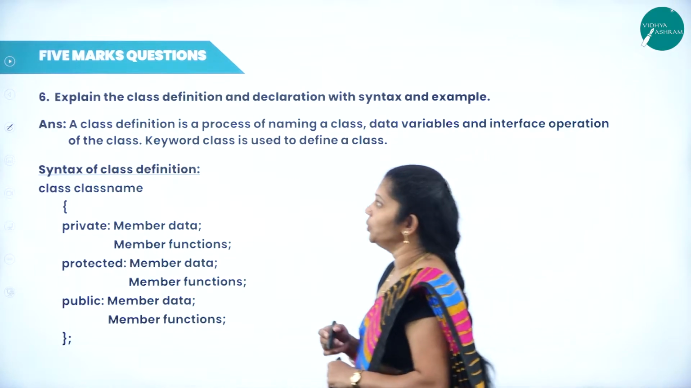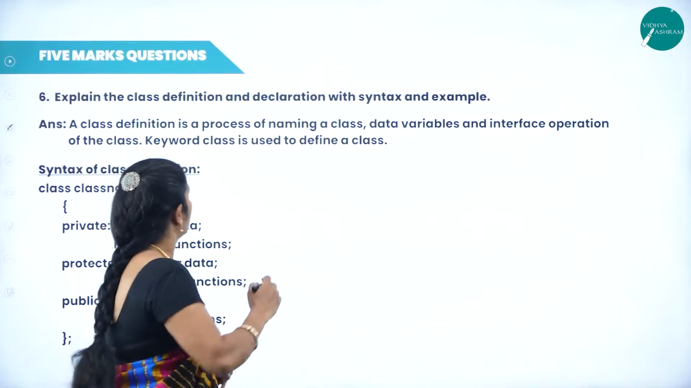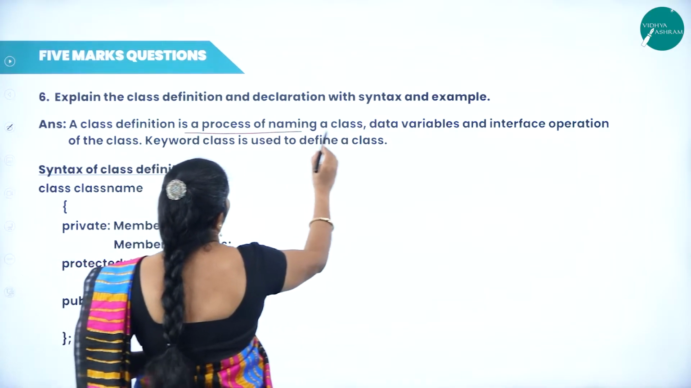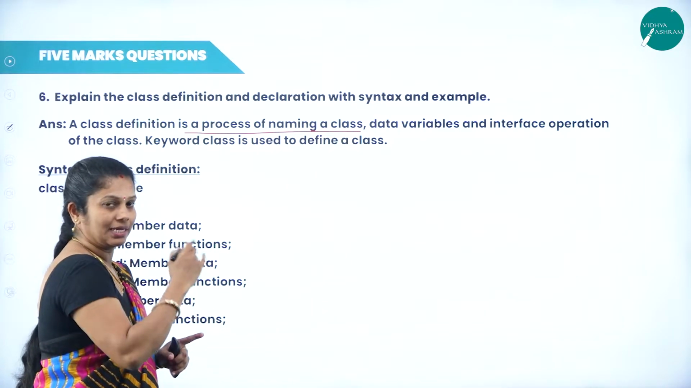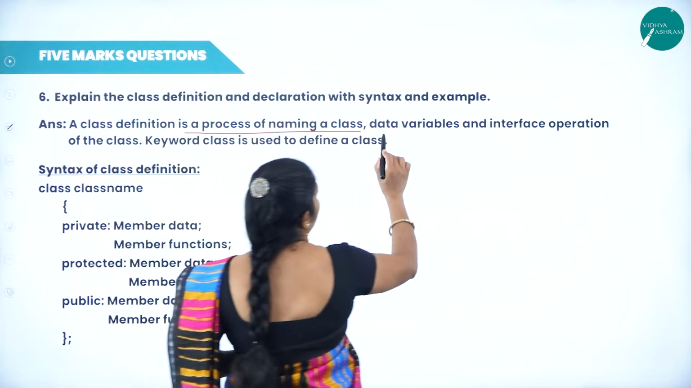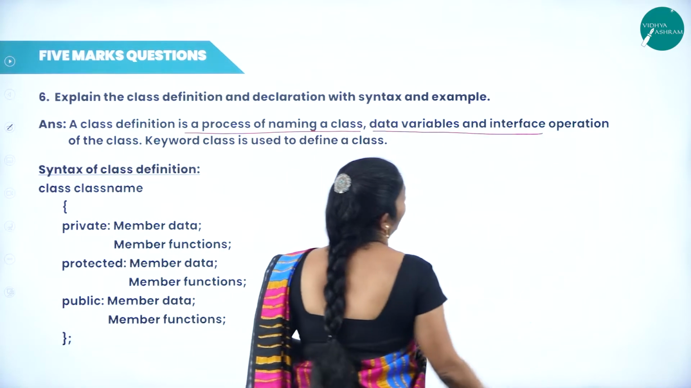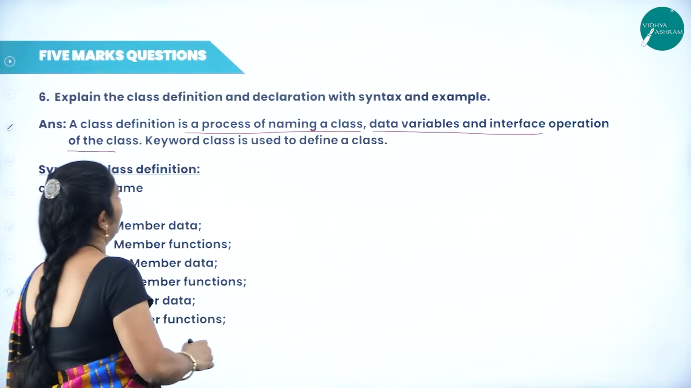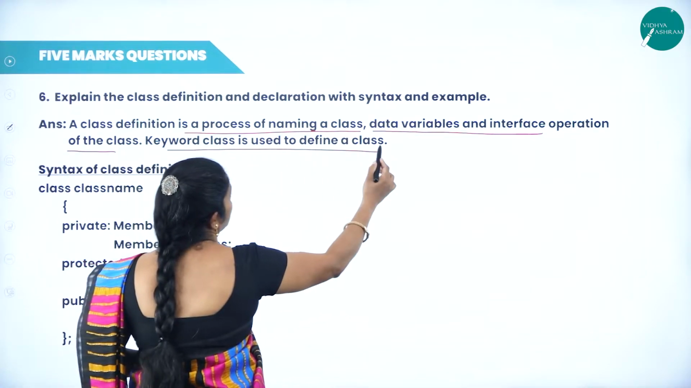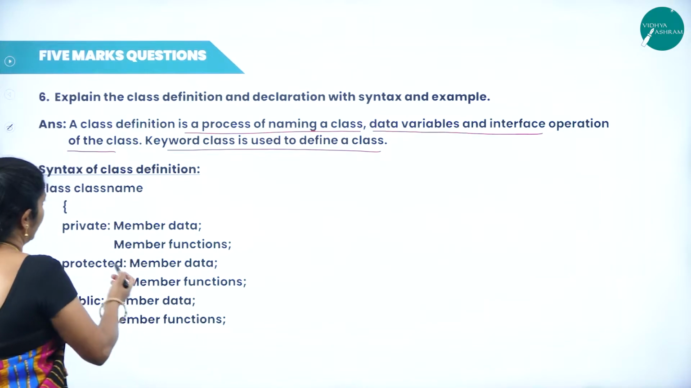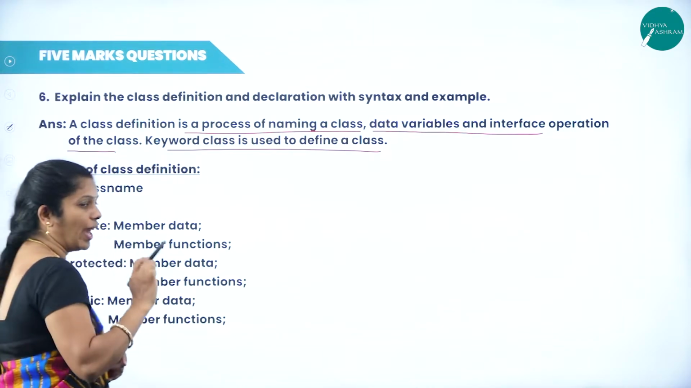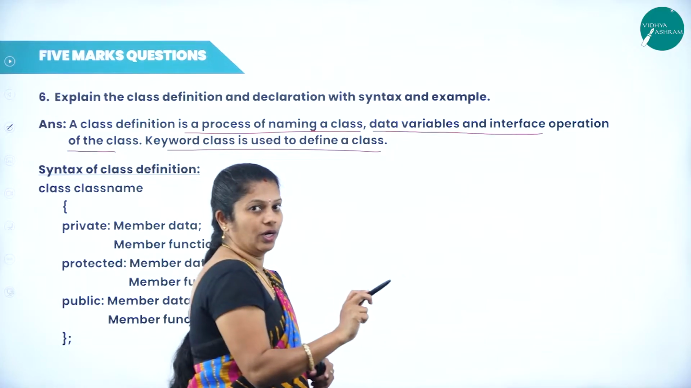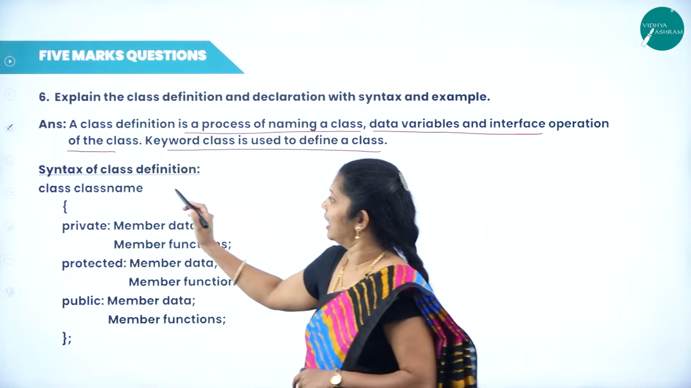Already I told you, a class definition is a process of naming a class. What's the class? That is naming of a class, data, variables and interface operations of the class. And here the keyword class is used to define a class. In this syntax, first we have class, which is the keyword. Then next we have to write the class name.